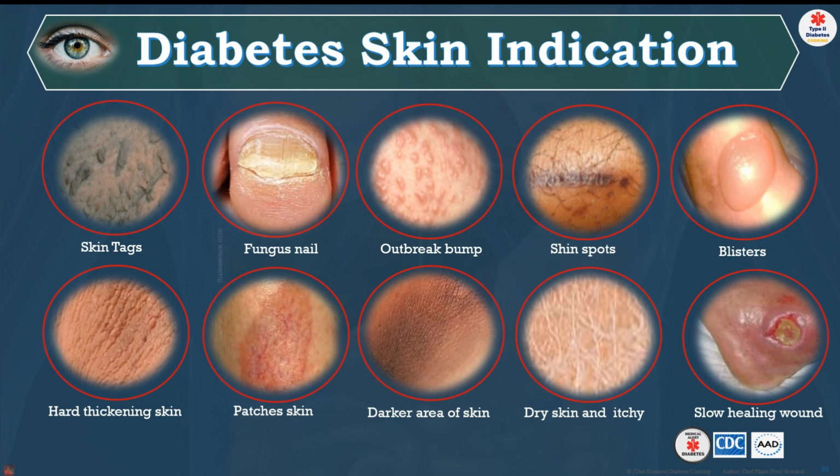And then the hard thick skin came after I got all the skin tags, the hard thickened skin, and sometimes dark skin. Sometimes I see patchy skin and dry skin and itching, but I never had slowly healing wounds like that. So these are the indications that you have diabetes. Just make sure you understand it, because it's correlated, not just something from getting old. No, that's not it.